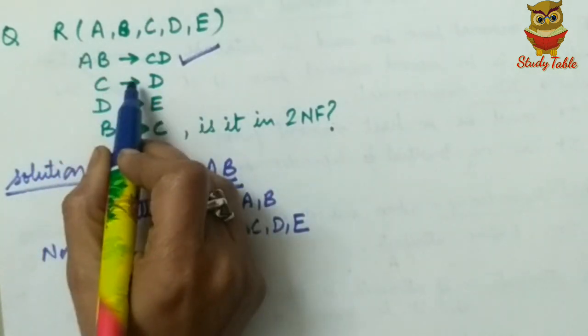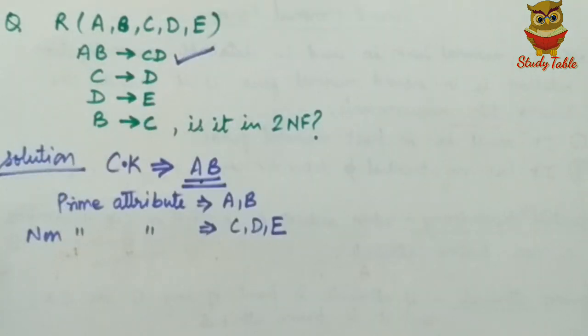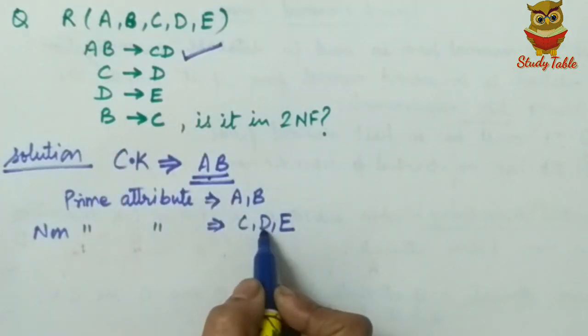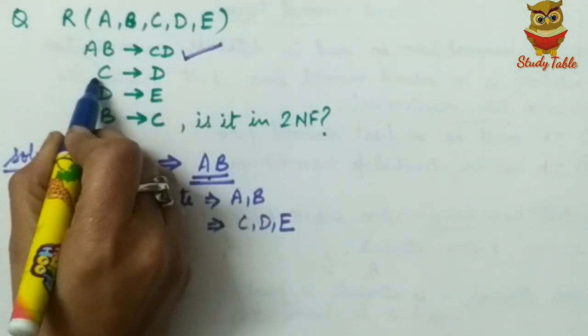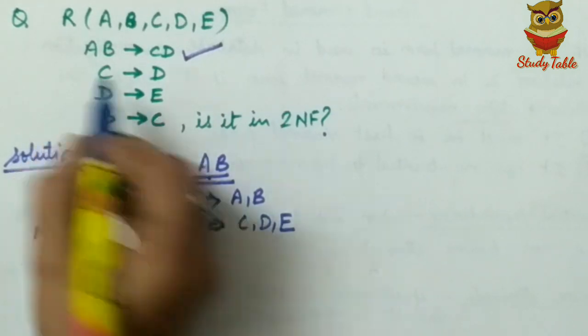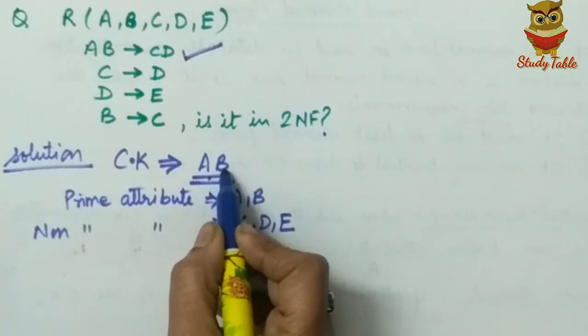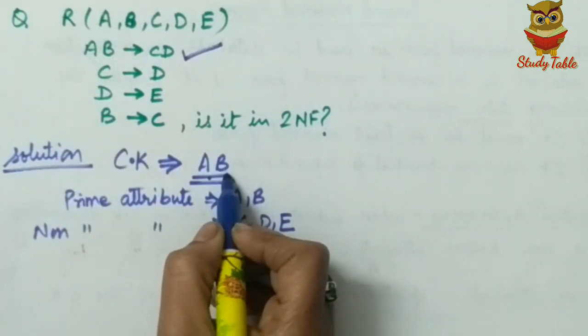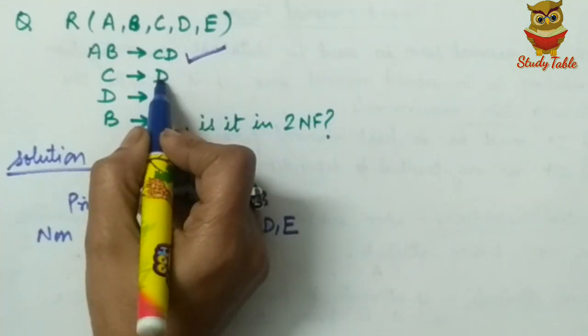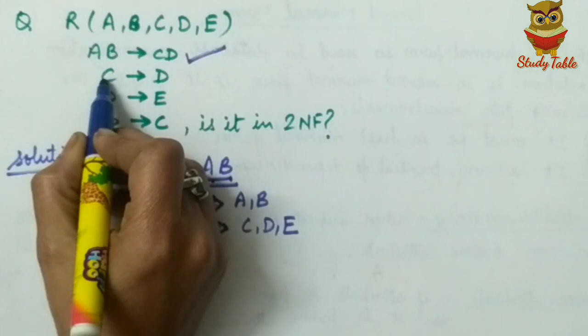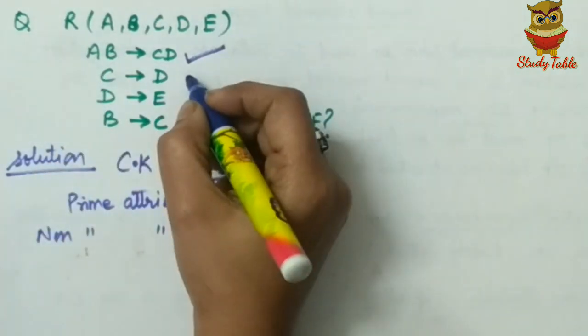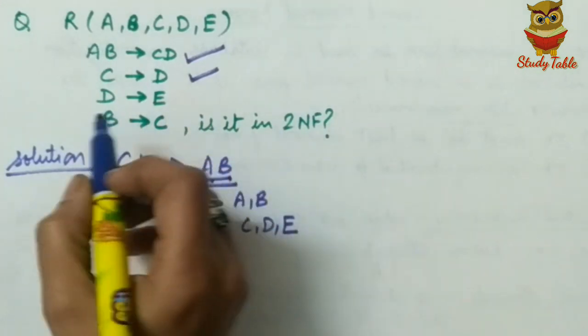Second FD, C determines D. Now according to partial dependency, non-prime attribute should not be dependent on the subset of the primary key. Is D non-prime attribute? Yes, D is non-prime attribute. Is C a subset of the candidate key? No, C is not subset of the candidate key. Our candidate key is AB and C is not part of this candidate key. So the non-prime attribute is not dependent on the subset of the primary key. So this FD is also okay for this second normal form.